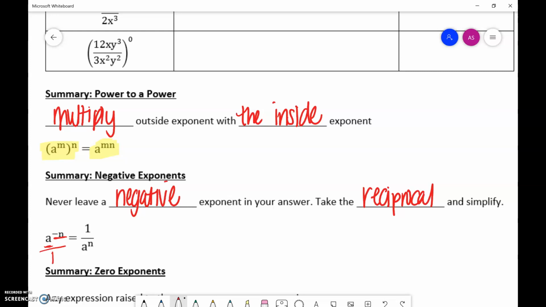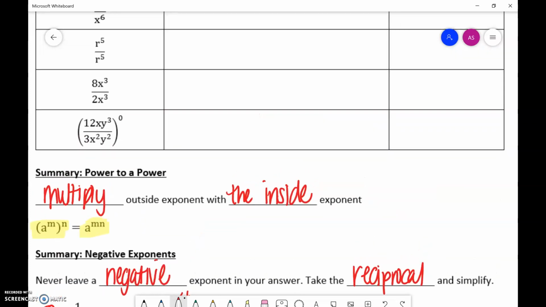So I'm putting it over 1, just like if I had, let's say, the number 4 and I wanted to make it a fraction, that's 4 over 1. Okay, so I'm making this a fraction, and then since it's negative, it's going to come down. And when it comes down, that will remove the negative. It's kind of like magic, okay? So once it comes down or once you flip it, it is going to become positive, okay?